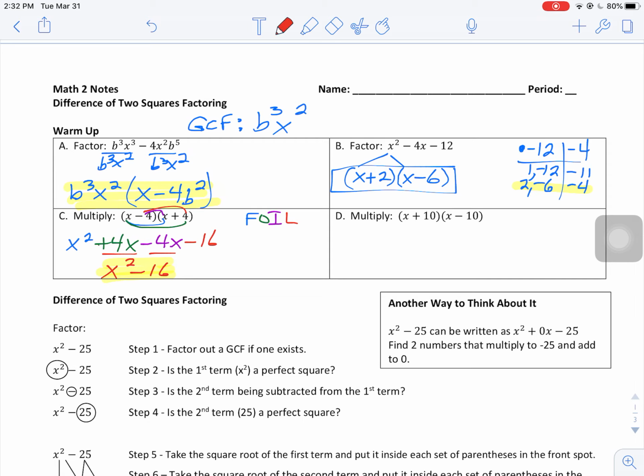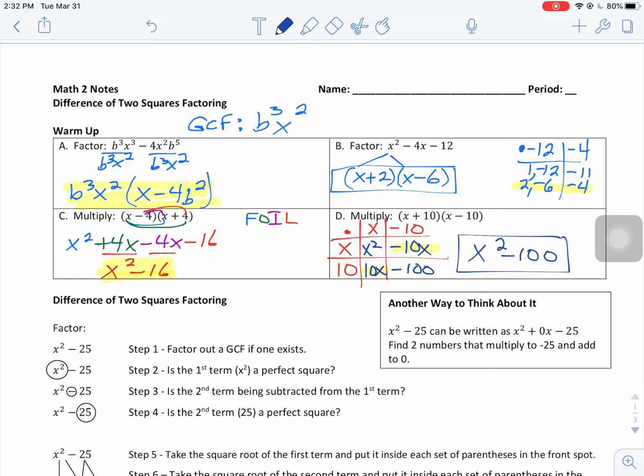For warm-up D, I'll switch it up and do the box method. So I have x and 10 and x and negative 10. So x times x is x squared. X times 10 is 10x. X times negative 10 is negative 10x. And then 10 times negative 10 is negative 100. So I have my like terms of negative 10x and 10x that add up to 0. So the only thing left is x squared minus 100.